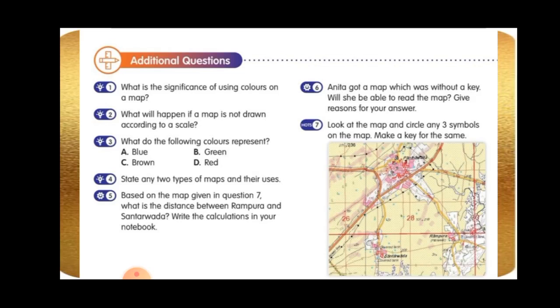Okay, now question number 3. What do the following colors represent? So you write the answer on your own. Question number 4 is, state any 2 types of maps and their uses. So here your answers may vary. You can write any 2 types of map, that can be physical, political, topographic and thematic map, and uses may also vary. As I discussed in the first section of this blog about physical, political, thematic and topographic maps.